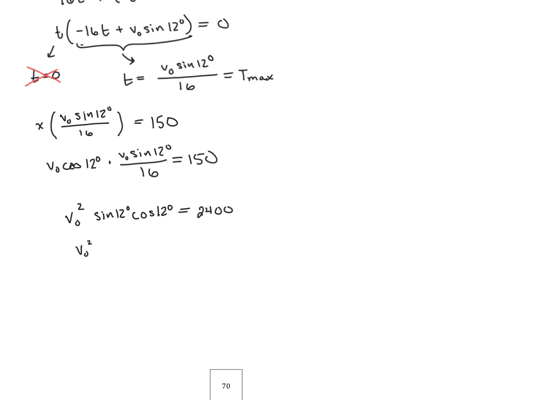Now, we could be really clever and use a double angle identity for sine, but we don't need to. v naught squared will be 2,400 over sine of 12 degrees cosine of 12 degrees. Disregarding any negative quantity for our velocity, because this is actually our initial speed, this is not a vector, then we can just take the positive square root of this quantity, and we get about 34.4 feet per second.